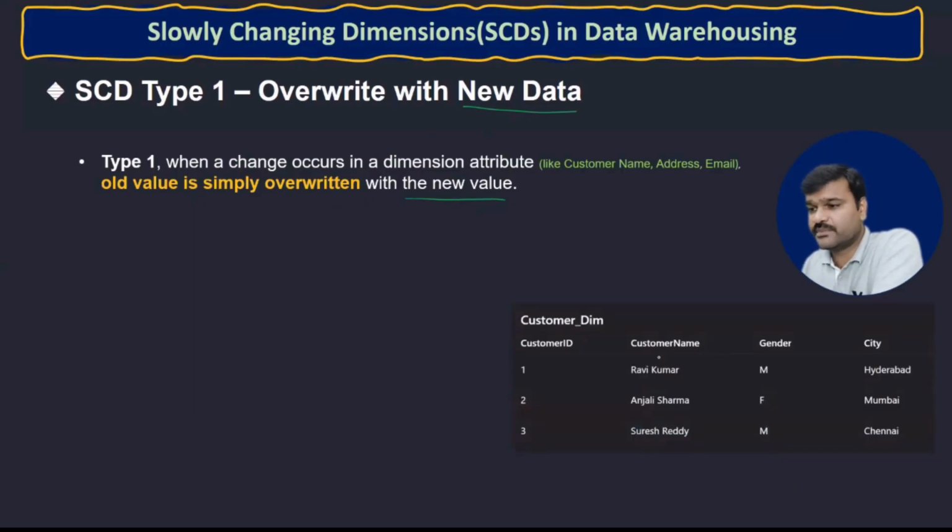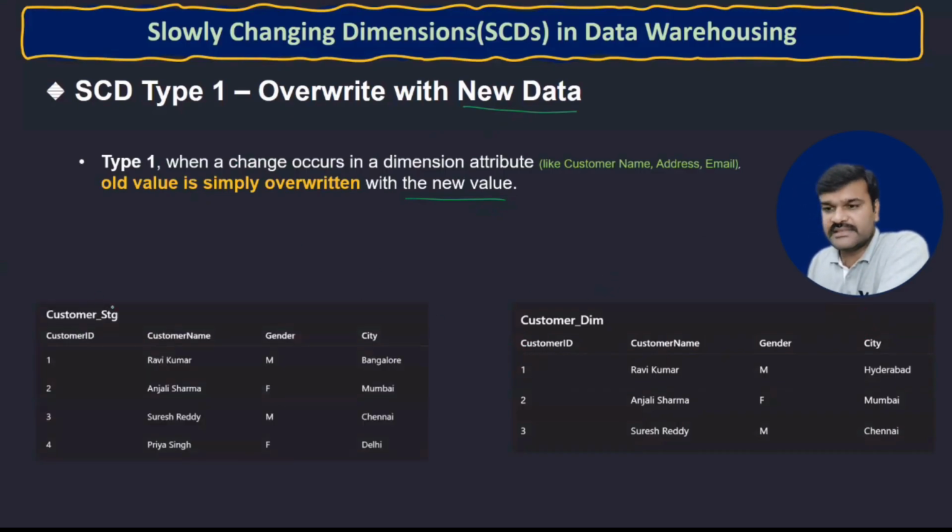See, if you take this simple customer dimension table, this is the original table. Keep in mind from now onwards, there will be one original table, and you are going to get the staging data, which you have to merge with this dimension table. This is the staging table. That means today some updates happen. In the dimension table, for customer 1, the city is changed to Bangalore. What is going to happen? You simply overwrite it with Bangalore.